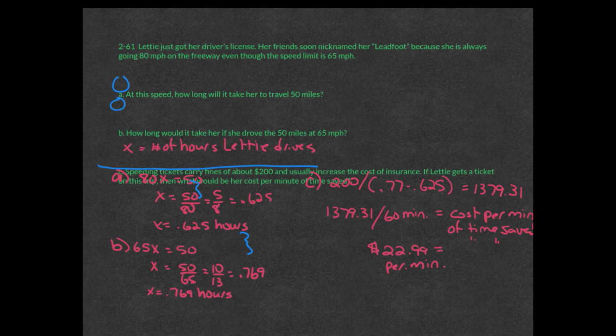Well, then on B, it says, how long would it take her if she drove the 50 miles at 65 miles an hour? Same thing, set up an equation, 65x equals 50. You get down to 0.769, which you could round to 0.77, which I did in the next part of the equation, which tells you that it takes about 0.77 hours to get there if you're driving the speed limit.